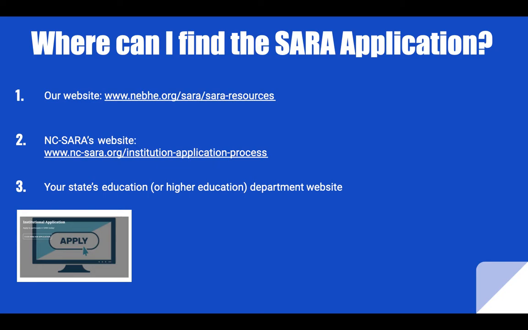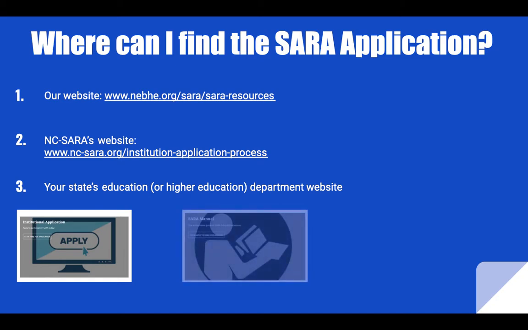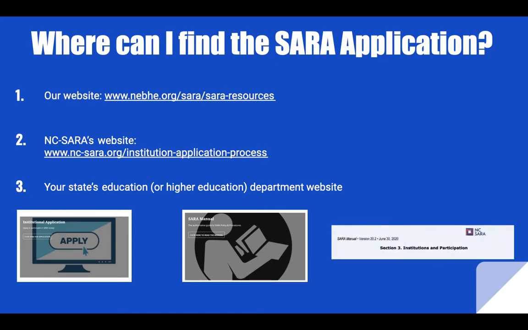An important reminder is that before you start the application process, you should familiarize yourself with the SARA policies, which you can find in our SARA manual shown here on the screen. The institution-specific questions sections of the SARA manual can be found on page 22. Not only will thoroughly reviewing the SARA manual tell you whether your institution is eligible to join SARA, but it will also help you to familiarize yourself with broader policies and activities covered through your institution's participation in SARA. So if you want, you can take a second to pause this video and go check out the manual.